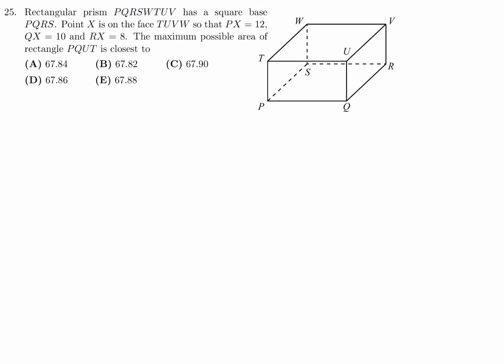Rectangular prism PQRSTUVW has a square base PQRS. Point X is on the face TUVW so that PX is equal to 12, QX is 10, RX is 8. The maximum possible area of rectangle PQUT is closest to? Let's first label this diagram.